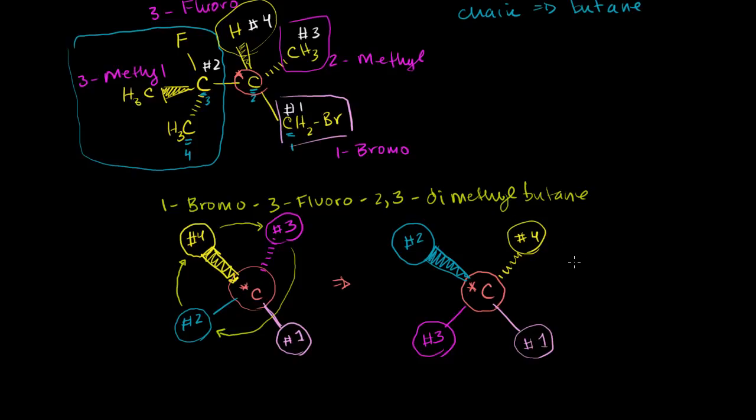And now that we've put our fourth group behind the molecule, we literally just figure out whether we have to go clockwise or counterclockwise to go from 1 to 2 to 3. And that's pretty straightforward. To go from 1 to 2 to 3, we have to go counterclockwise. Or another way to think of it, we're going to the left. Counterclockwise, at least on the top of the clock, we're going to the left. And so since we're going to the left, this is S, which stands for sinister, which is Latin for left. So we're done. We've named it using the RS system.